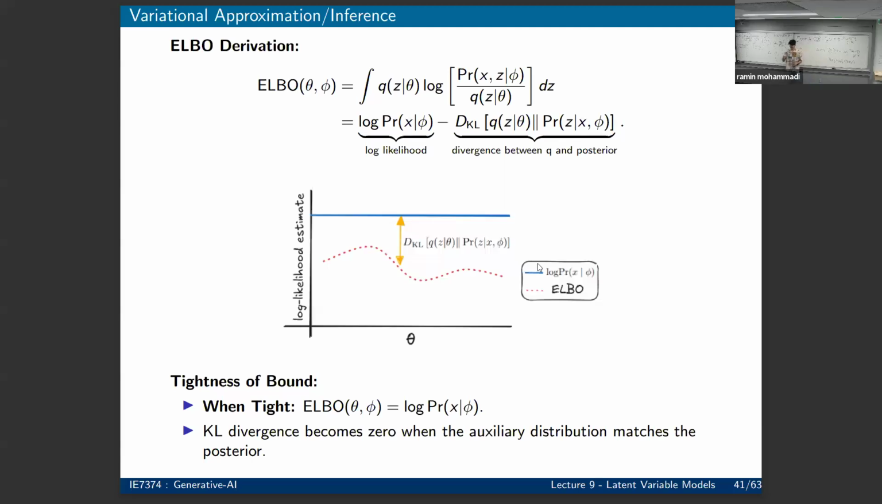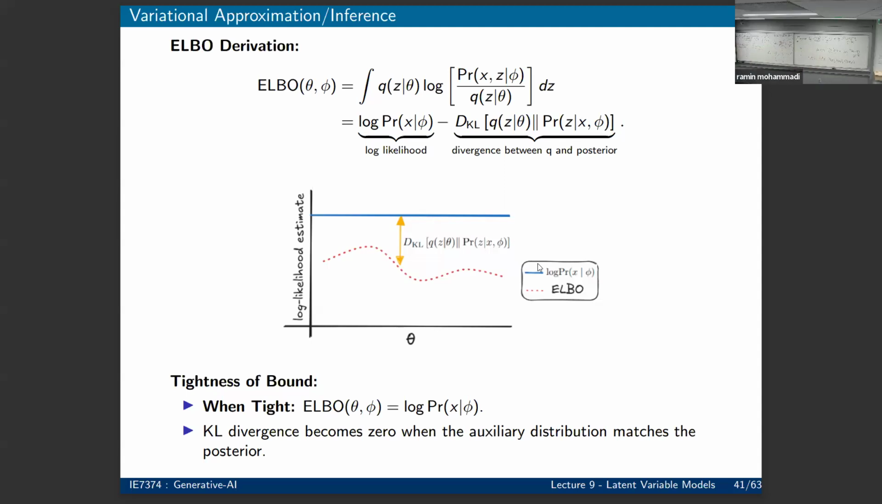I think that was your question. So how are we learning this? This becomes our ELBO, the lower bound, which we are trying to maximize.